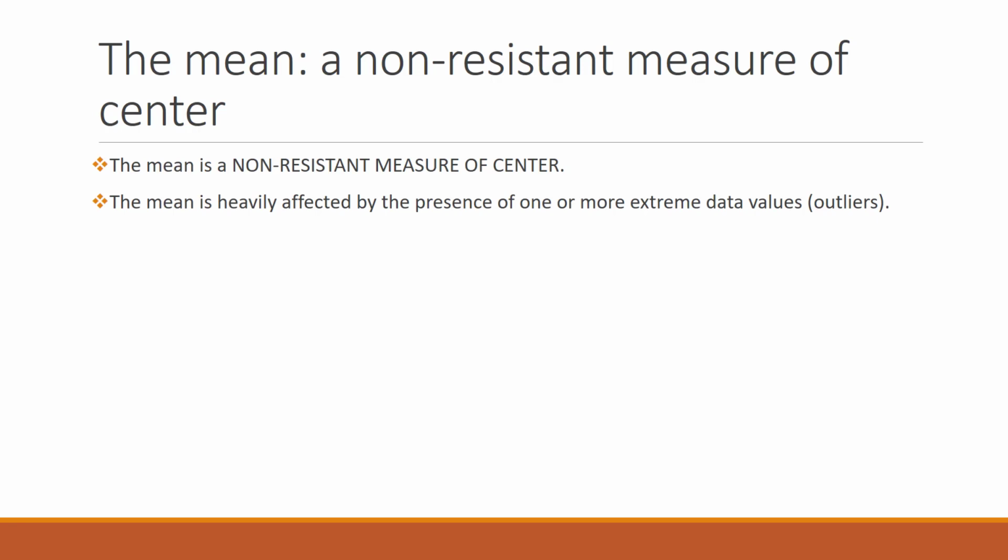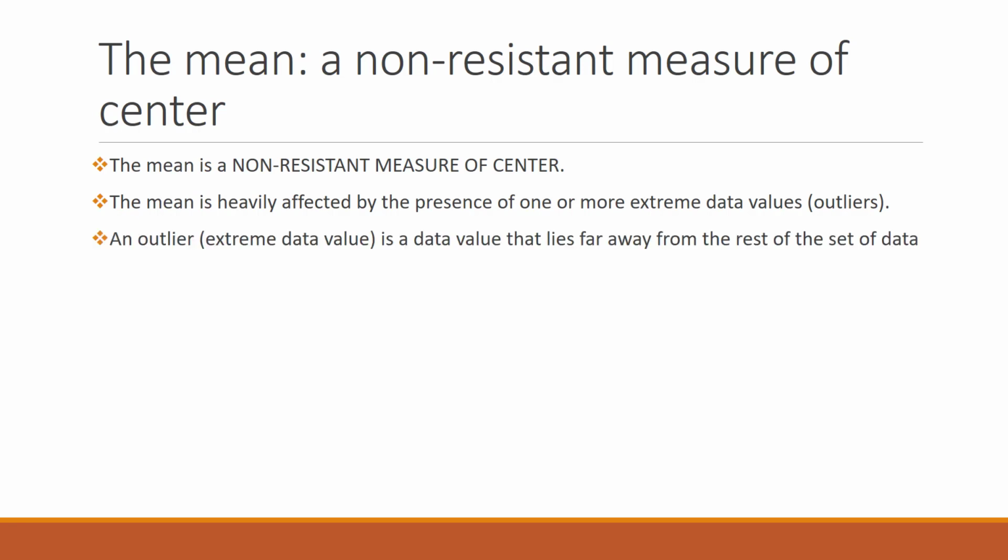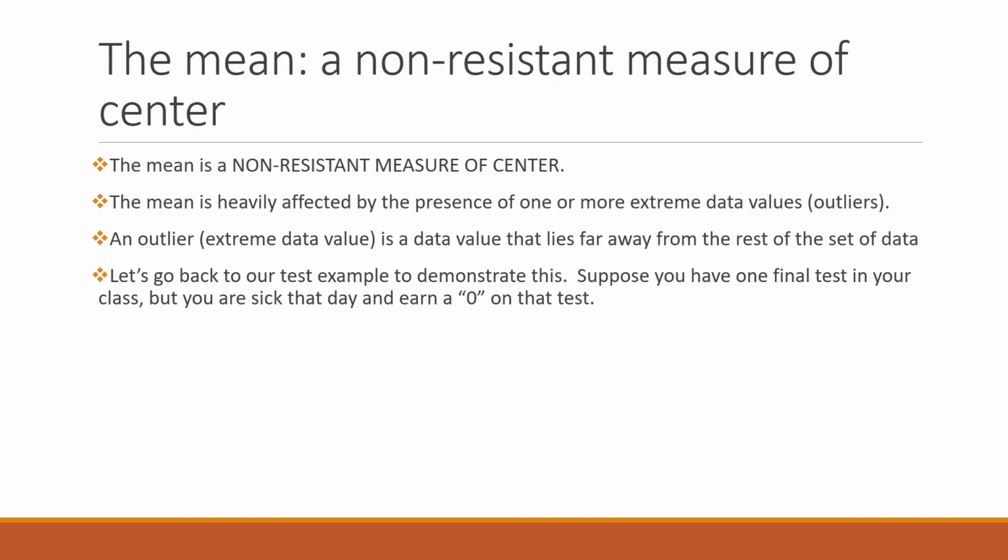The mean is heavily affected by the presence of one or more extreme data values or outliers. An outlier or extreme data value is a data value that lies far away from the rest of the set of data. In other videos, you may learn a concrete way to calculate whether or not a data value is an outlier. But for now, we are just going to accept the fact that it lies far away from everything else. Let's go back to our test example to demonstrate this.